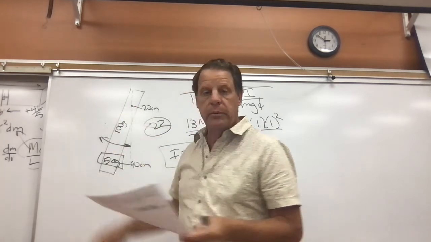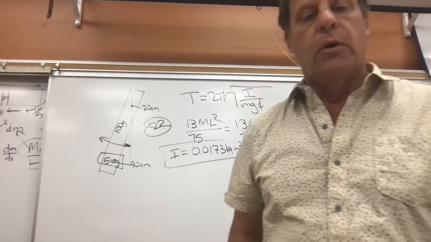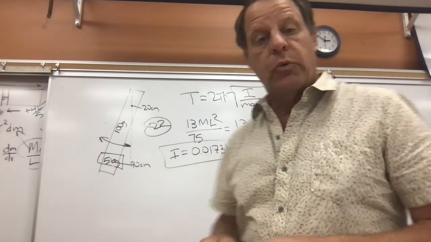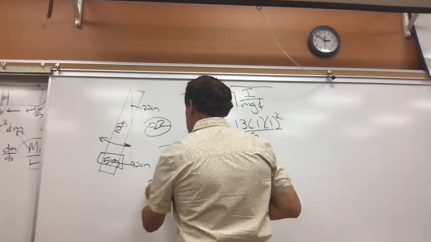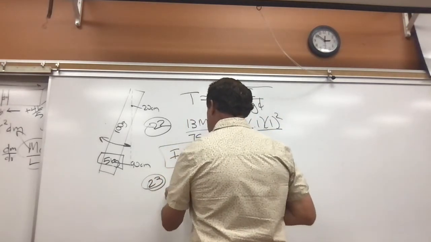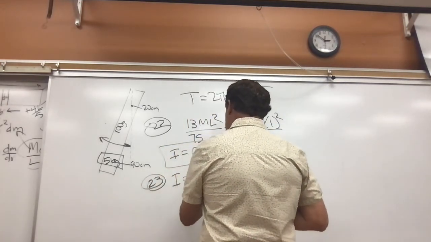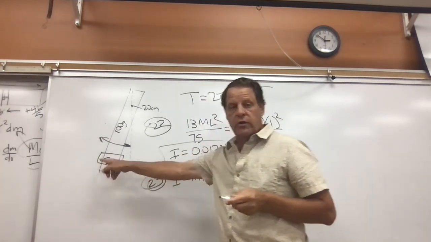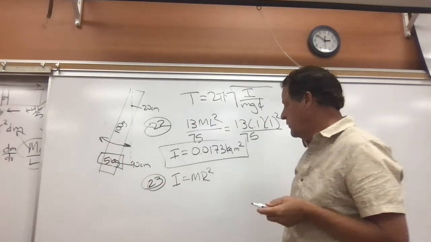Okay. So 22 says, what is the moment of inertia of this 500-gram mass with respect to the 20 centimeter mark? Okay. Now, we are just going to use mr squared for this one. So 23, I is equal to mr squared. We're just treating this as a mass that's away from its axis of rotation.